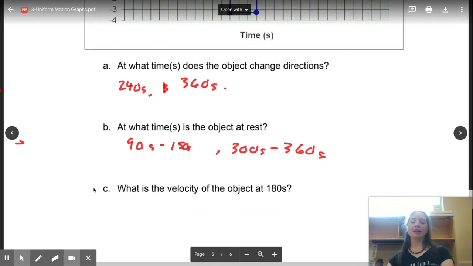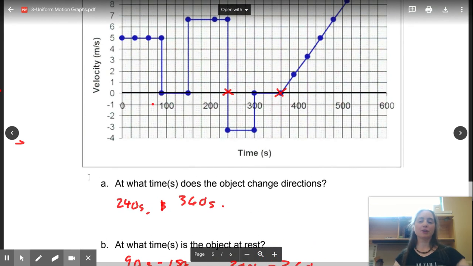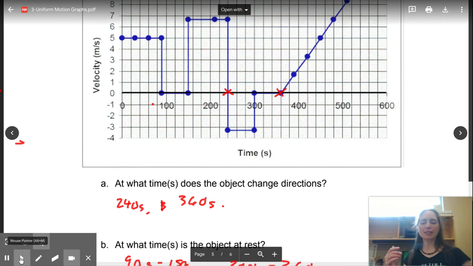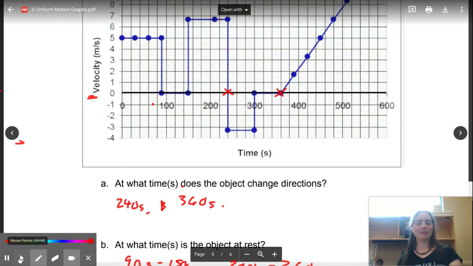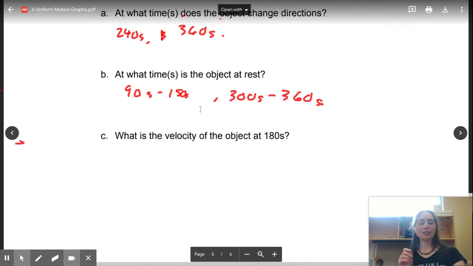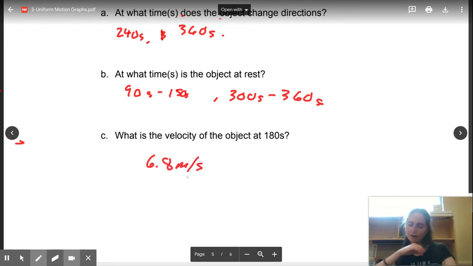Okay, now what is the velocity at 180 seconds? Well, this is going to be different because, ladies and gentlemen, this is a velocity time graph. This is a velocity time graph. We don't need to calculate anything to get the velocity, we just read the graph. So the question wants 180 seconds, so I find 180 seconds and I go up here, read over, it's about 6.8 meters per second. Okay, so for that one, it's a velocity time graph. So all I had to do is read the graph. Now, I made a mistake here.